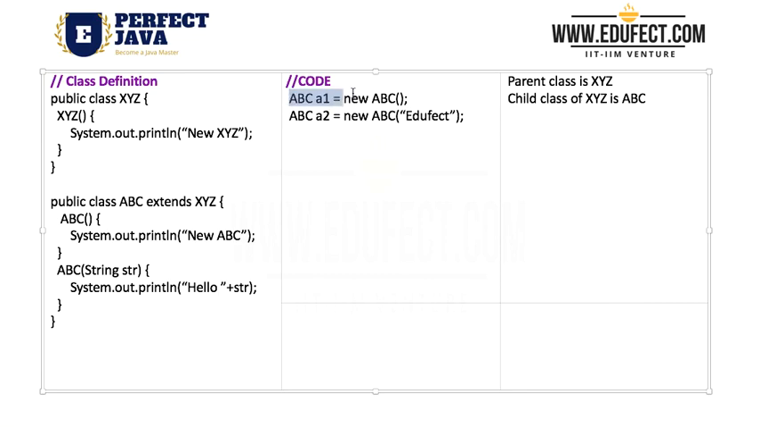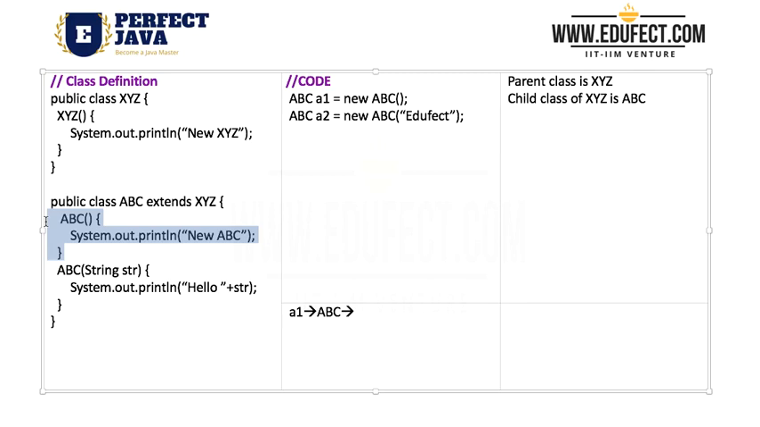Let's see what will happen in this code. So we are saying ABC A1 is equal to new ABC. So we are declaring a variable A1 which is an object of ABC, and then we are calling its constructor. So which constructor are we calling? We are calling this constructor.